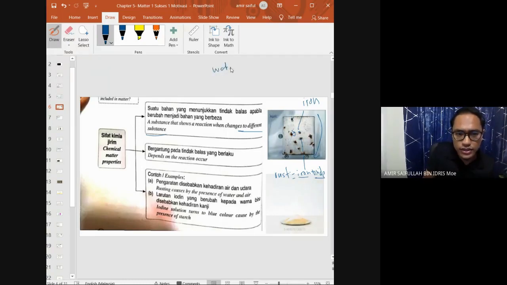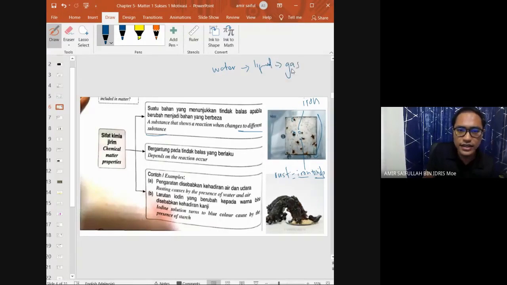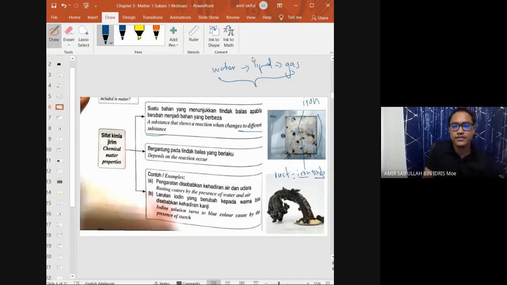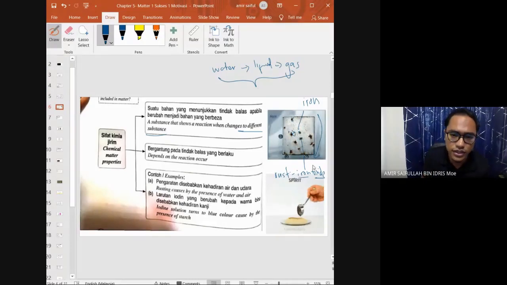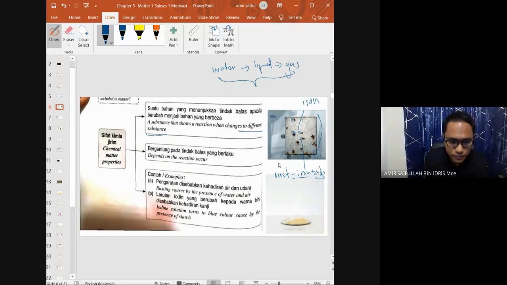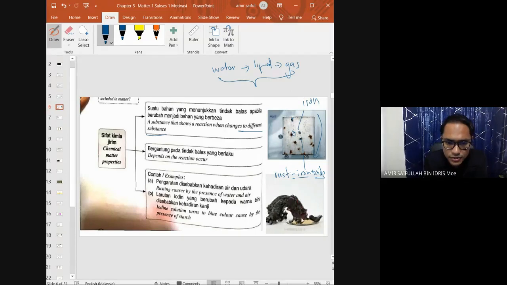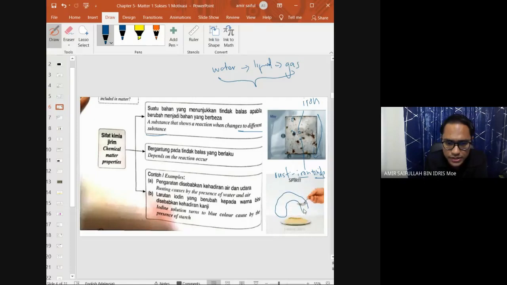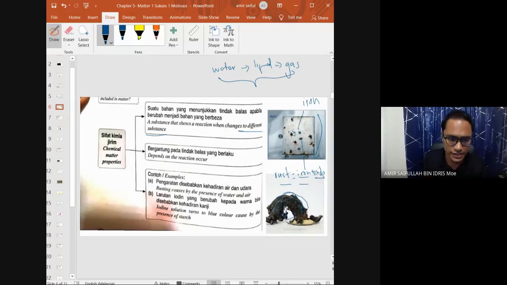Like water, although it changed into liquid and changed into gas, it is still the same thing. So this is a physical property. But if it changes into a new substance, this is not physical, this is a chemical property. Like this, we mix this picture and you see it forms a new substance. We mix a spirit, we add sugar, we add a bit of soda, and then it turns into a new substance. So these are chemical properties.